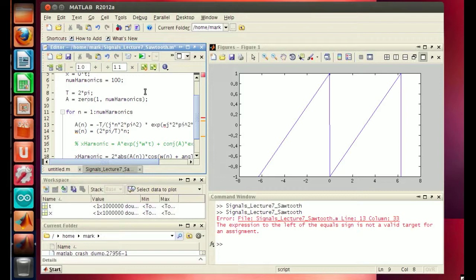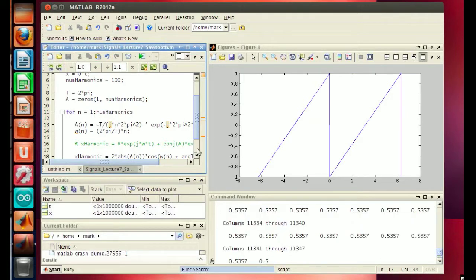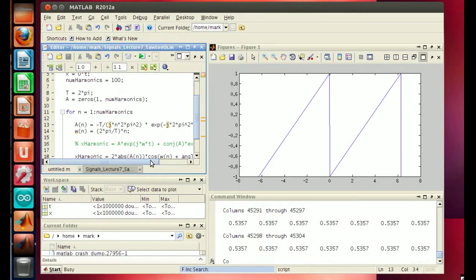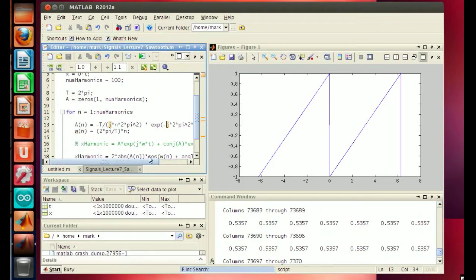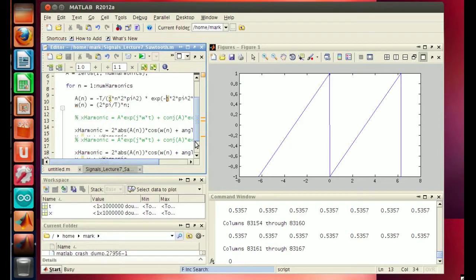Alright, so now my ultimate goal is to check if that thing is right. How do I check if that thing is right? I'm going to reconstruct my original signal. And if it comes out exactly the same, then that means that it is correct. If it comes out different, then it means you did something wrong.